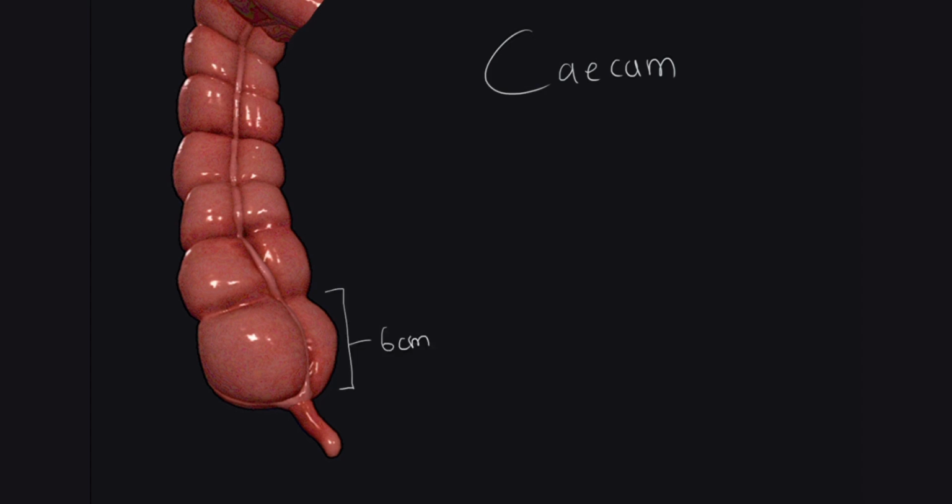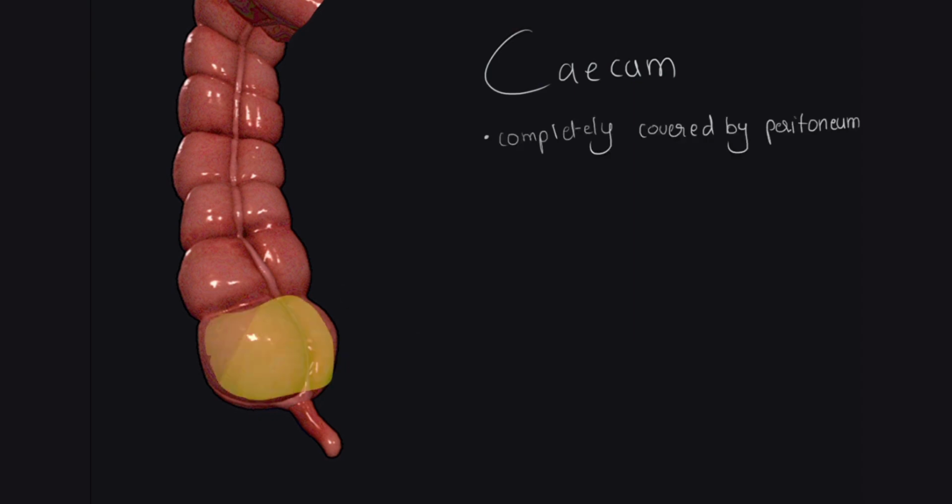So now let us look at the cecum. The cecum is 6 centimeters long, and we can say that anteriorly the cecum is completely covered by the peritoneum. So, due to the presence of the peritoneum, we can say that there are a lot of peritoneal recesses.